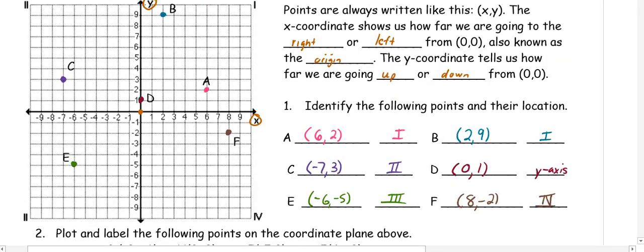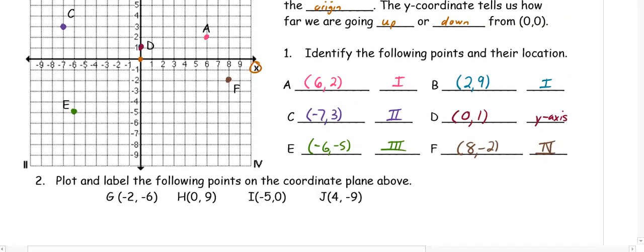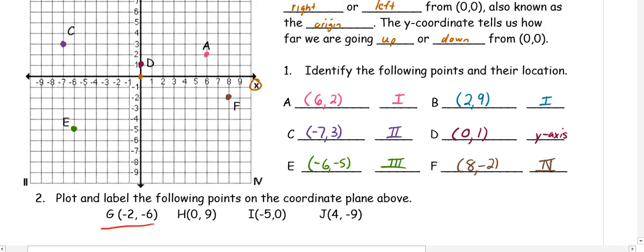So now let's plot some points on our graph. So the first point, G, is negative 2, 6. So I'm going to go to negative 2 on the x-axis. See where it lines up with 6 on the y-axis. I'm going to put a dot and label that point G.